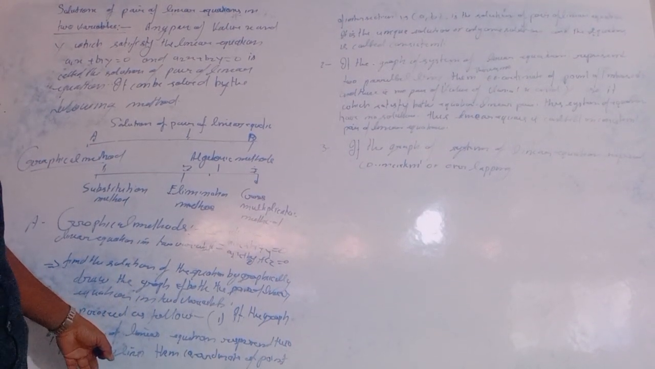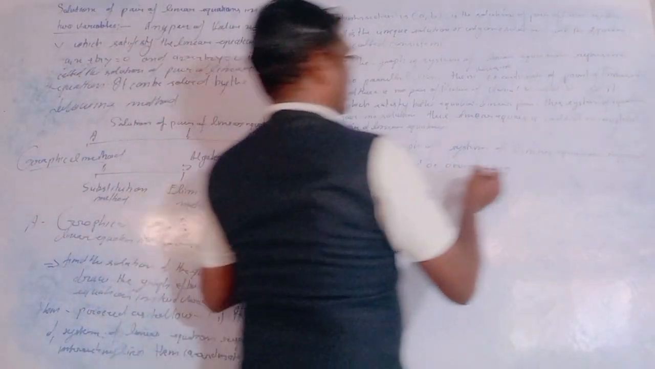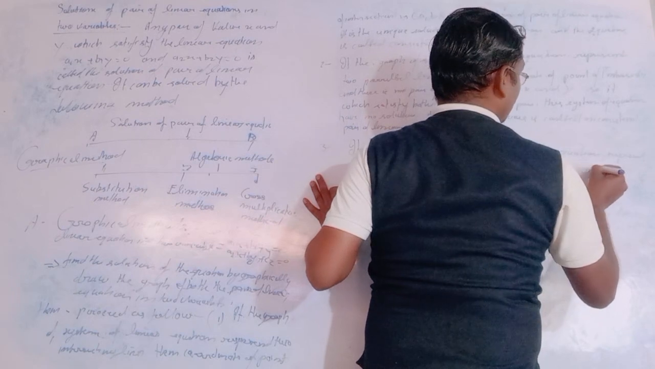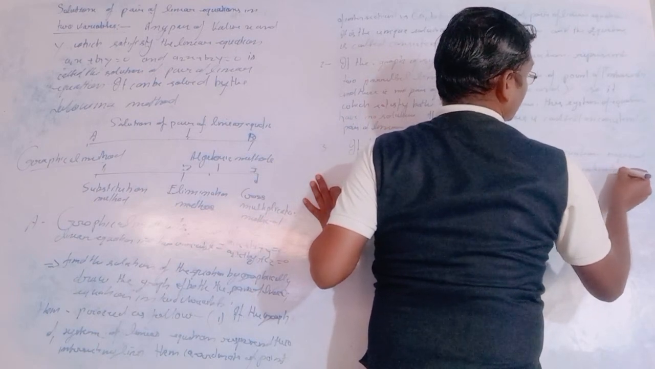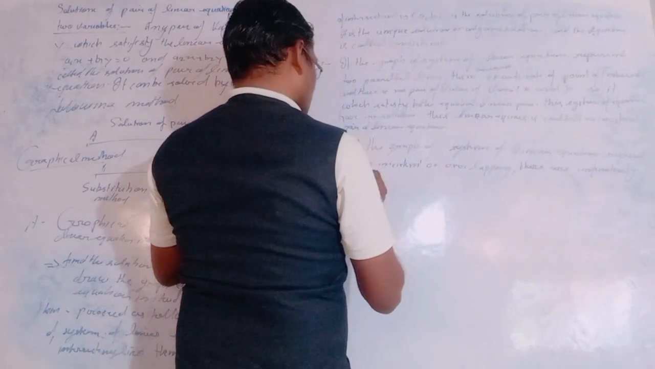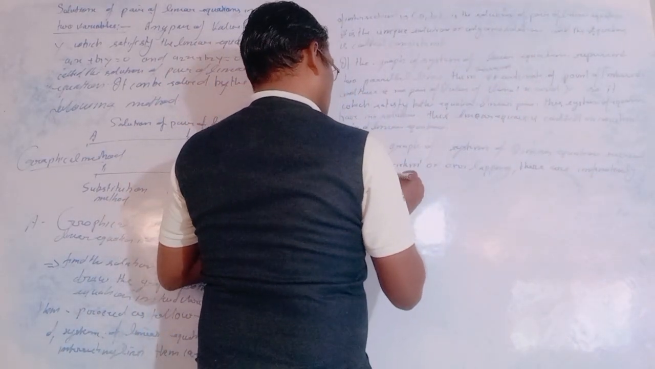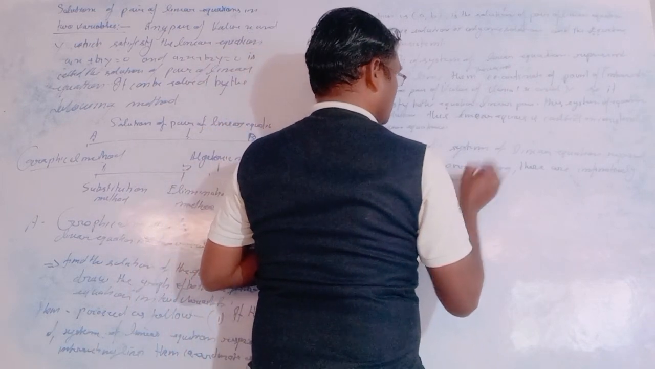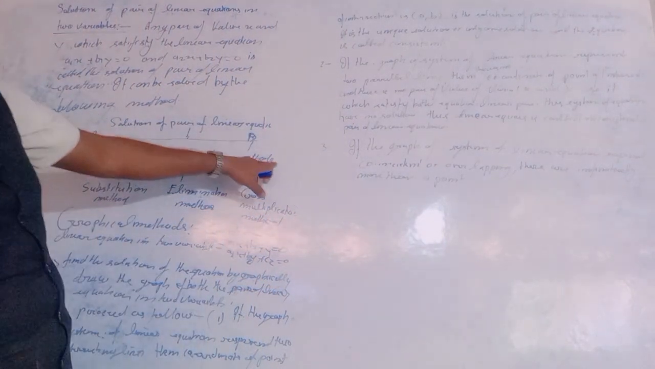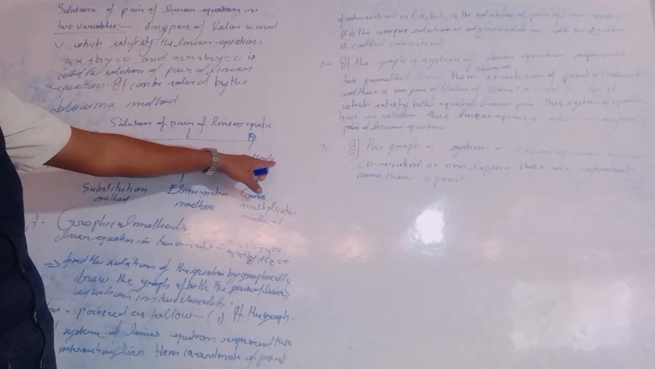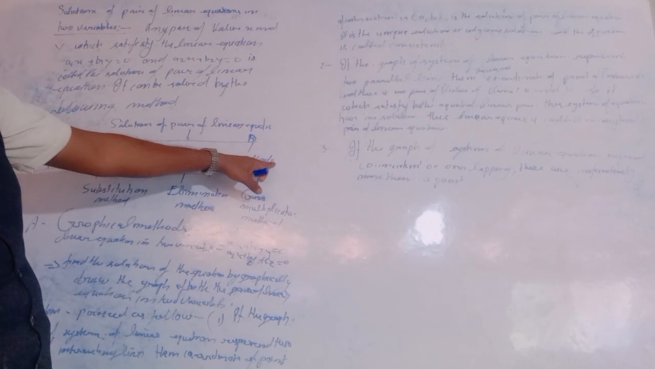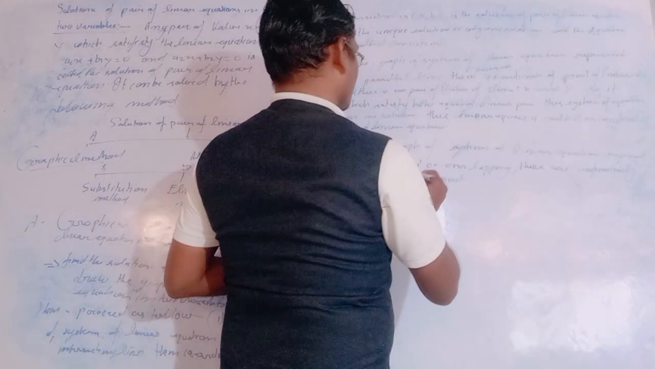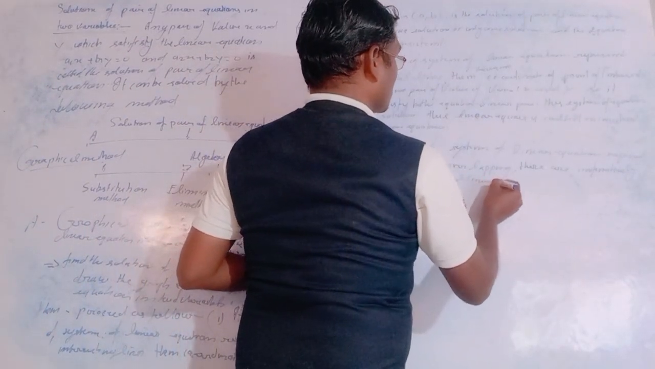For overlapping lines, there are infinitely many points, more than one point. So there are infinitely many common points.